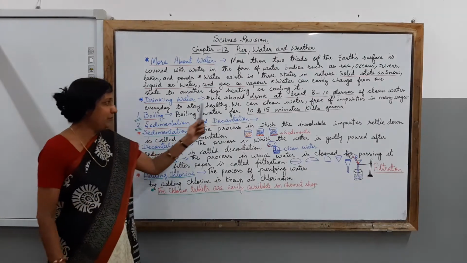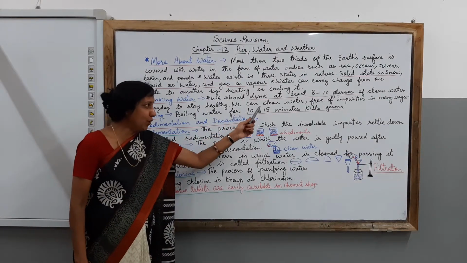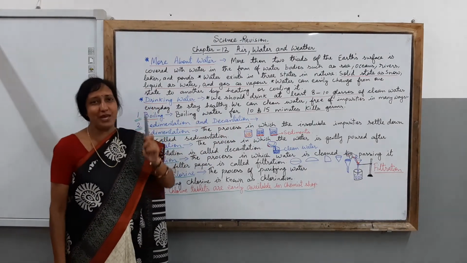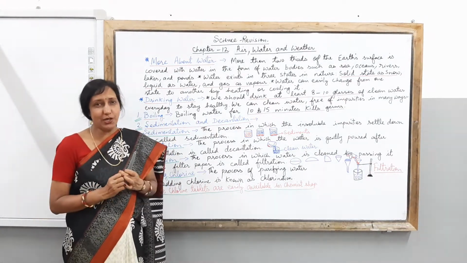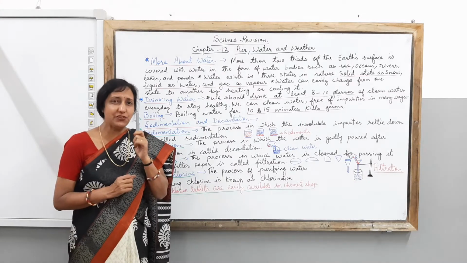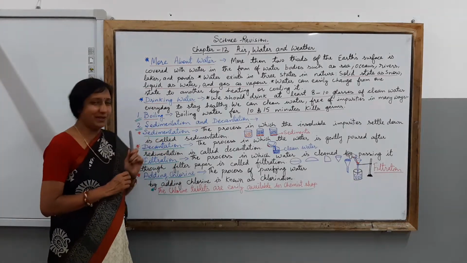Children, next we move to know that we can clean water free of impurities in many ways. Let us know, children, what are those ways through which you can clean the water. The first method is very simple, children, that is boiling.